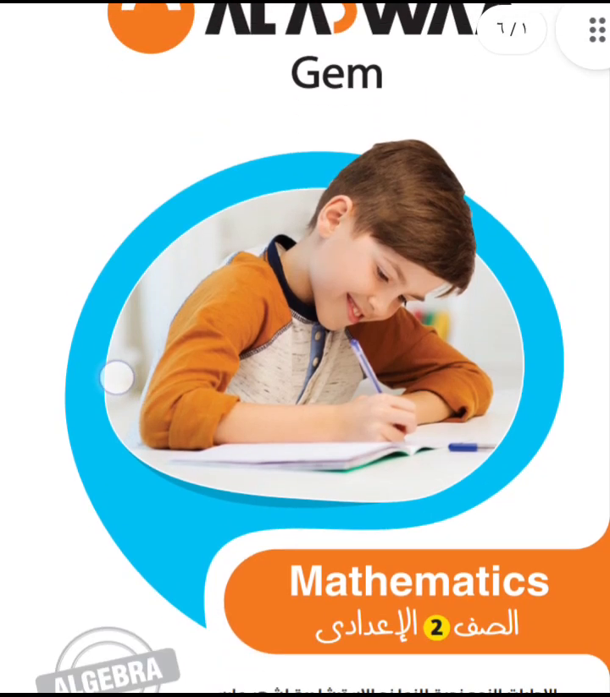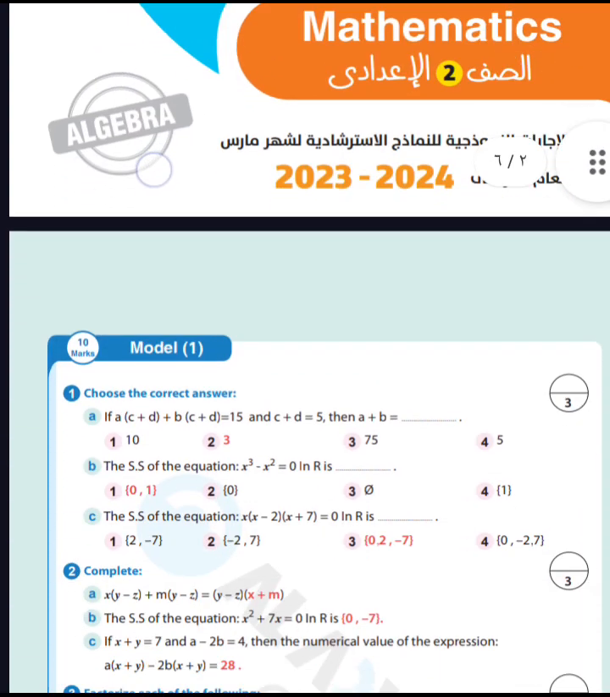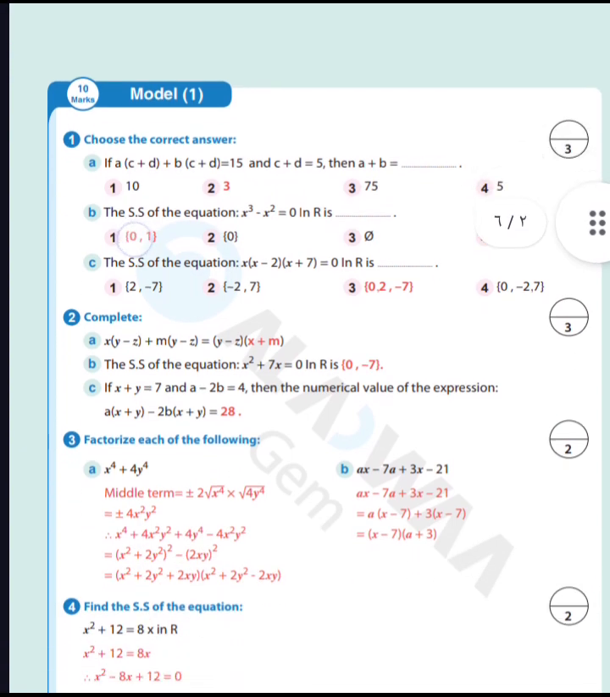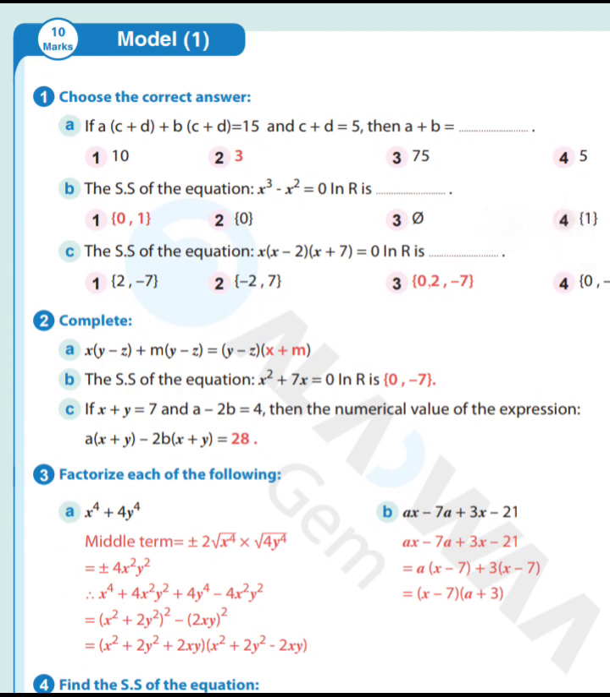Today we'll solve from Adwa this month, March, in this year 2024. Algebra. Look with me at model number one. Number one, choose the correct answer. Letter E.